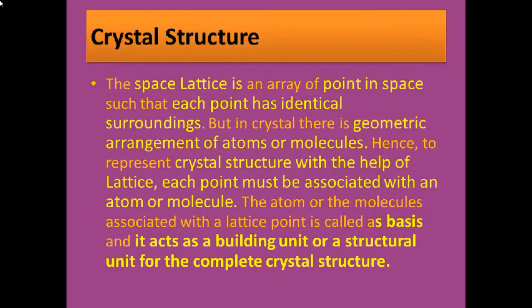The space lattice is an array of points in space such that each point has an identical surrounding. As we already discussed, when we look into the neighborhood of any particular point, we can see that each point has an identical surrounding. But in a crystal, we should note that there is at the same time a geometric arrangement of atoms and molecules. If we want to represent the crystal structure with the help of the lattice, then each point must be associated with an atom or molecule, as we already said, this point represents the atoms or molecules. The atom or molecule associated with a lattice point is called the basis.